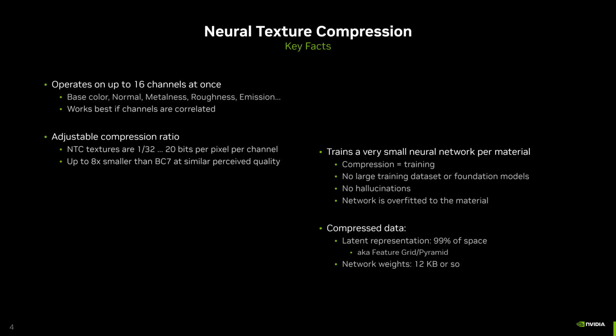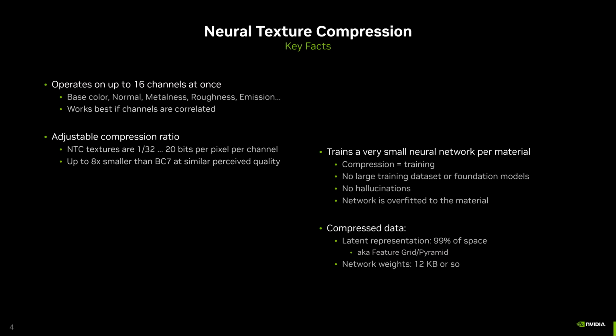Then NTC works by training a very small neural network for each material that it compresses. Basically, the network is just a small multi-layer perceptron that has 4 layers, up to 64 neurons in each one. And the compression of a texture set into NTC basically is the training of that MLP. There is no large model that does something. There is no large data set that was used to train a model, and there is nothing to produce hallucinations.